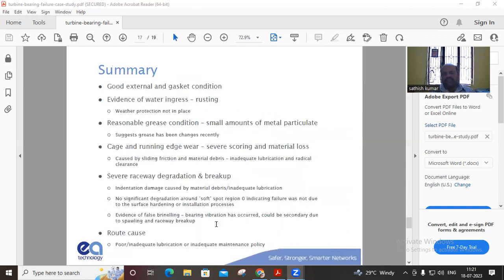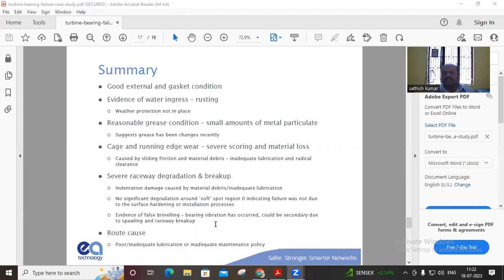So the summary of this case study is: good external and gasket condition, and evidence of water ingress and rusting is there, weather protection not in place. So this needs to be addressed. And reasonable grease conditions, small amount of metal particulate, suggest grease has been changed recently. Cage and running edge wear, severe scoring and material loss caused by sliding friction and material debris, inadequate lubrication and radial clearance. So severe raceway degradation and breakup, indentation damage caused by the material debris or inadequate lubrication.